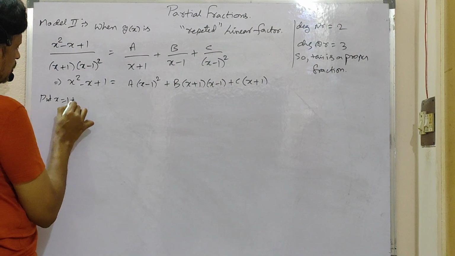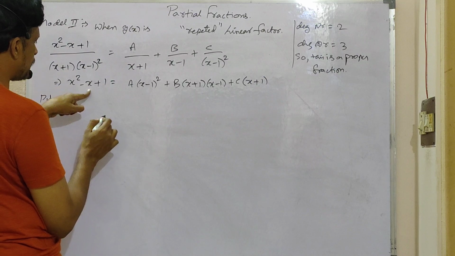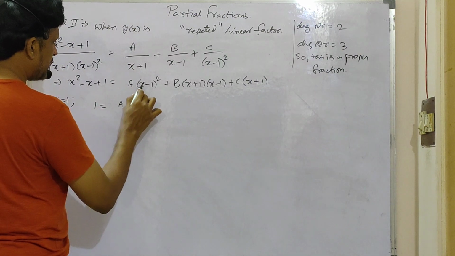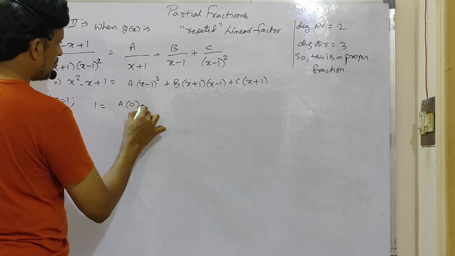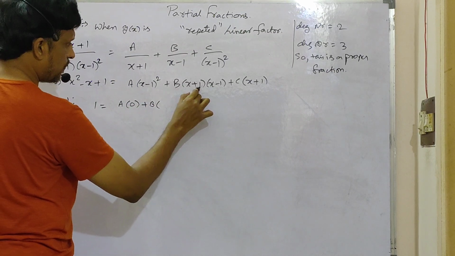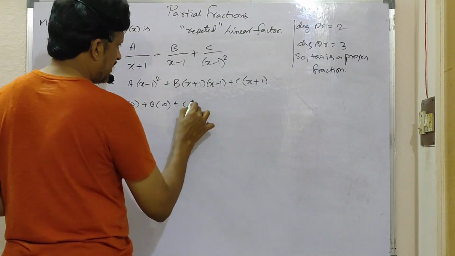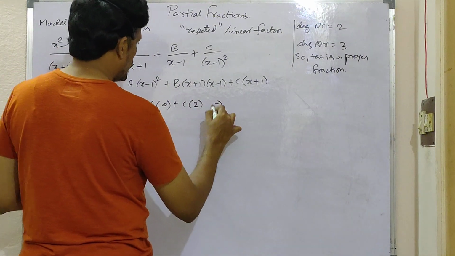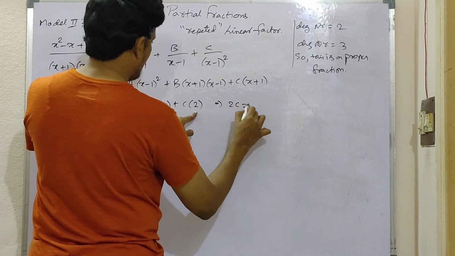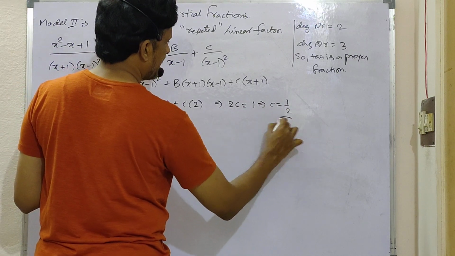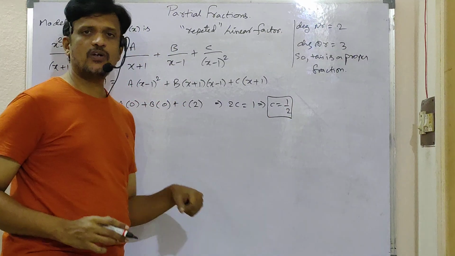So put x equal to 1, then 1 minus 1 gets cancelled, and this is 1, which equals a into (x minus 1), meaning 1 minus 1 is 0, plus b into (1 plus 1), which is 2, but 1 minus 1 is 0, so that is 0, plus c into (1 plus 1), which will be 2. So there we are getting 2c is equal to 1, which gives the value of c, that is 1 by 2. The value of c is 1 by 2.